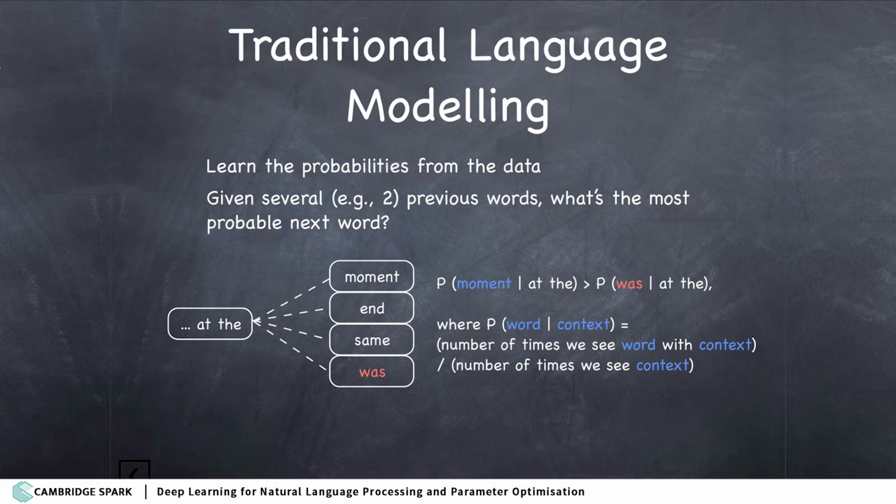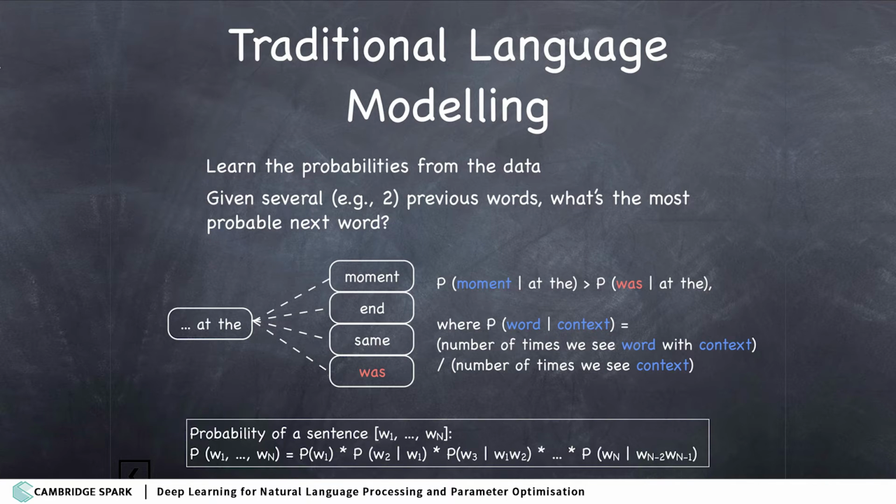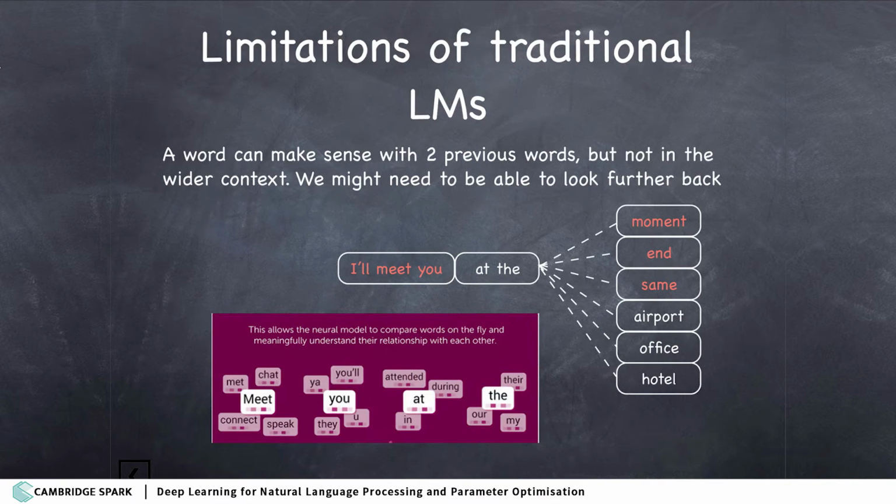If we want to predict the probability of the whole sentence, we use the chain rule, in which case we just take the probability of the first word, then we take the conditional probability of the second word, given that we've seen the previous word, then we take the probability of the third word, given that we've seen the previous two words, and so on, and we multiply them. Now, this system works reasonably well, but it also has a number of limitations.